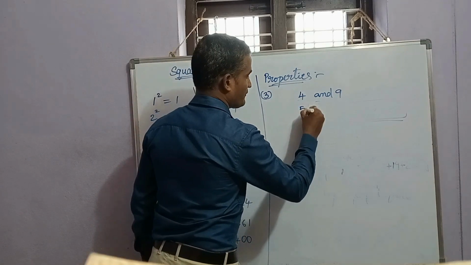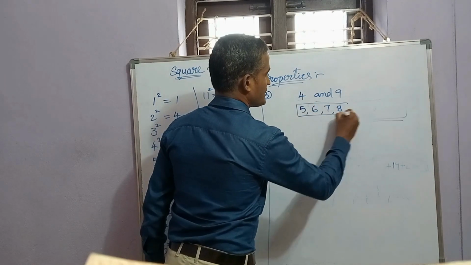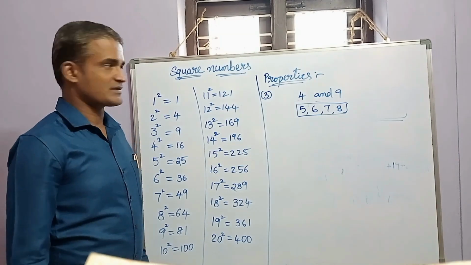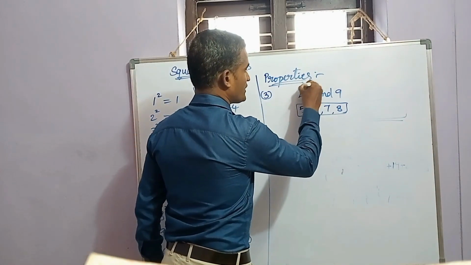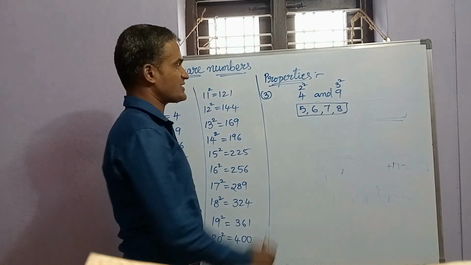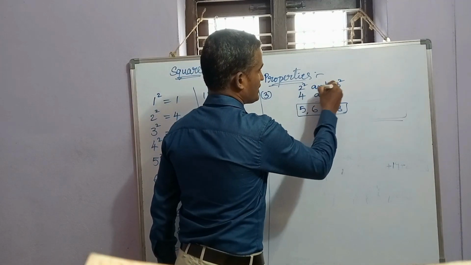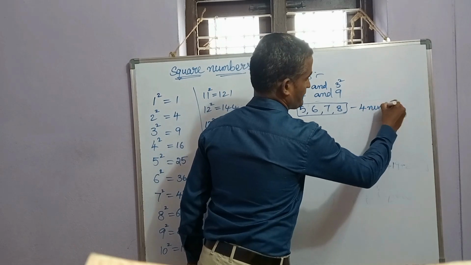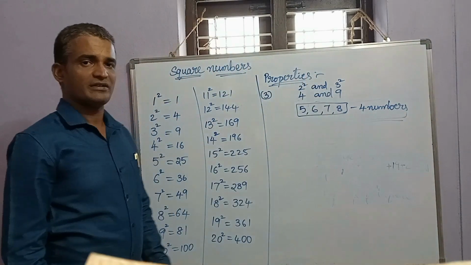You can count here 5, 6, 7, 8. These are the numbers which are not perfect squares. Okay, you see that 4 is the square of 2, 9 is the square of 3. So between 2 square and 3 square you have 4 numbers.